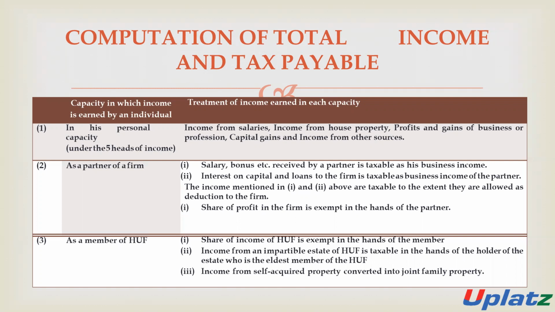He earned the income from the self-acquired property, and such property is converted into joint family property. Then, on such a self-acquired property, the income earned by the assessee will be taxable in the hands of such a member, because it is earned by him from his self-acquired property. Such income from the conversion of self-occupied property into HUF property will be taxable in the hands of such individual.